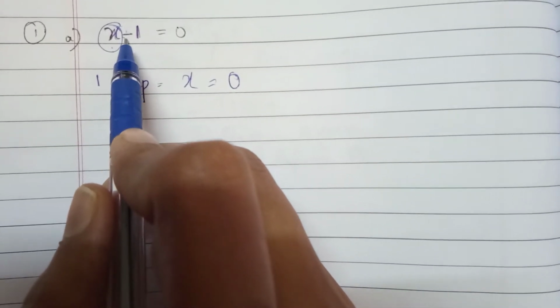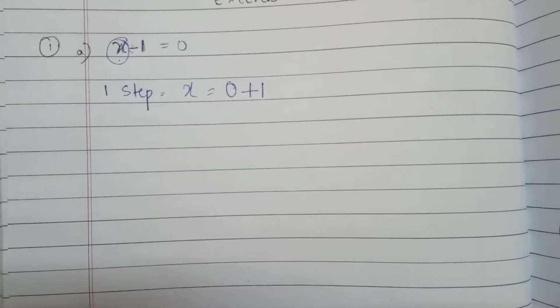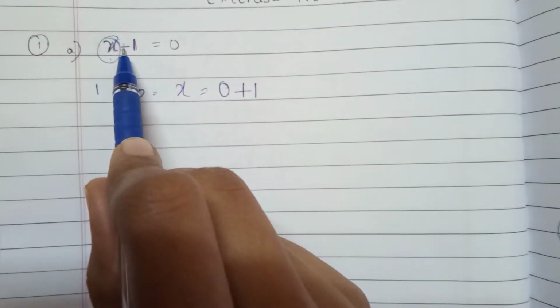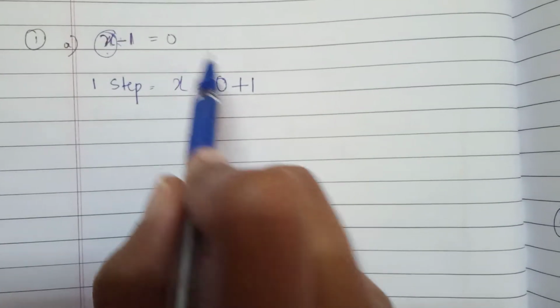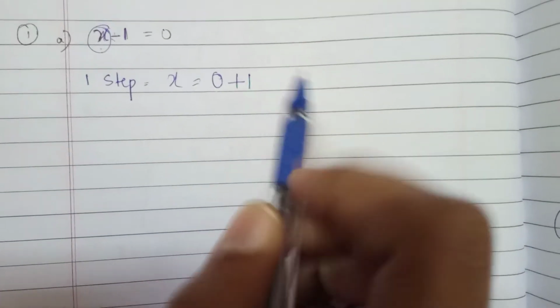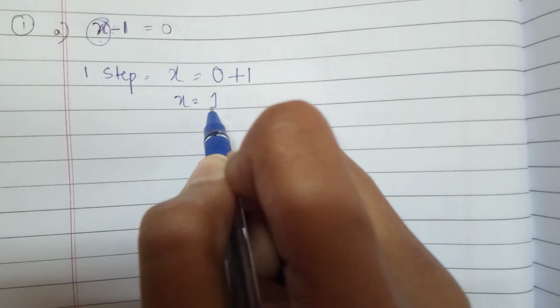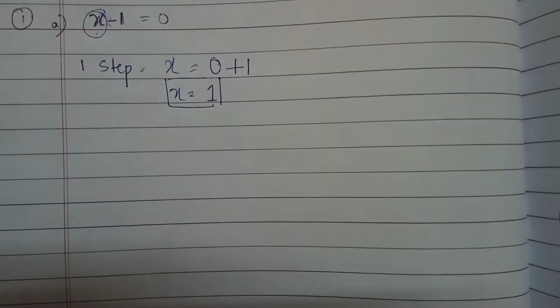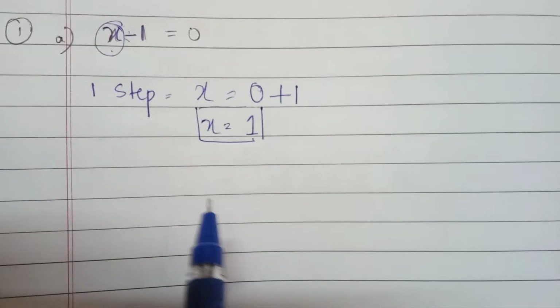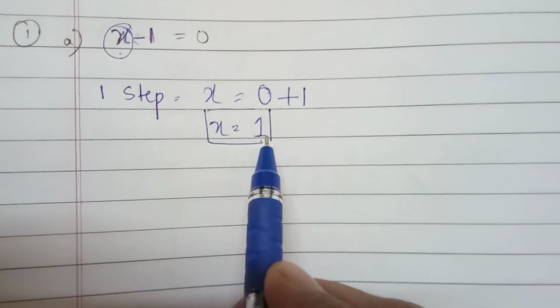When minus 1 moves to the right side, it will become plus 1. Okay, so minus 1, when it is moved to the right side, becomes plus 1. So x is equal to 0 plus 1, which is 1. So x is equal to 1 is the answer.